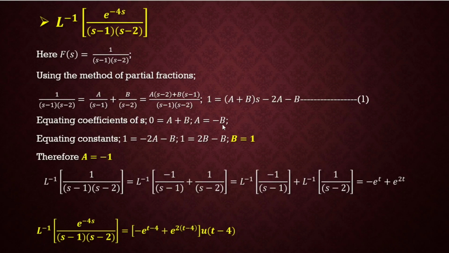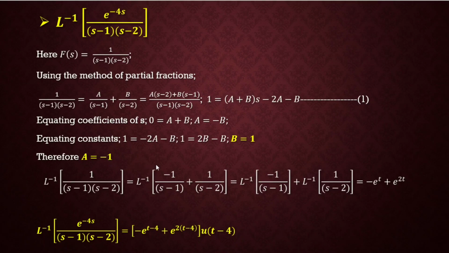Therefore a equal to minus b. And on equating the constants on both sides of the equation, we'll get 1 equal to minus 2a minus b. And let's substitute minus b in the place of a, and we'll get minus 2 into minus b, and this becomes equal to plus 2b. Therefore 1 equal to plus 2b minus b, that is b equal to 1. Hence a equal to minus b, which is equal to minus 1.